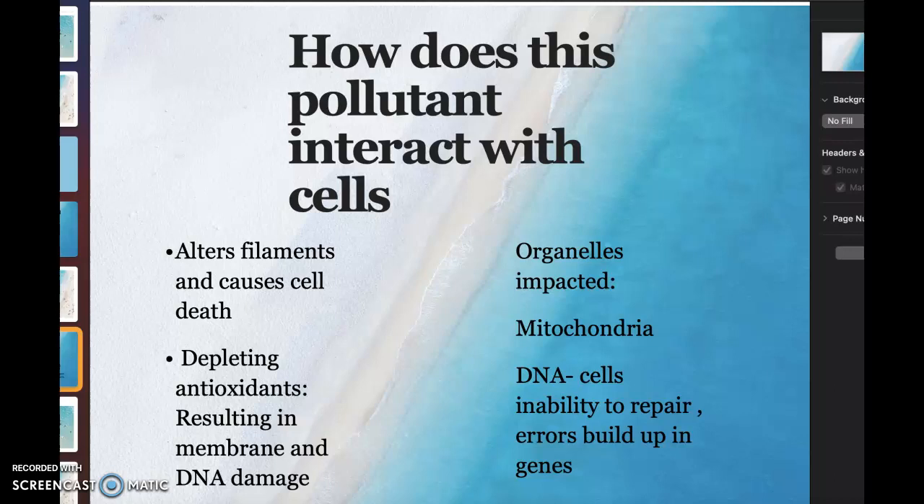Now, how does this pollutant interact with the cells? So I just stated how it interacts with the body, and that goes hand in hand with how it interacts with the cells, because this is specifically how it's damaging the organism and preventing these fish from reproducing, from just living normal, healthy lives. First, it does alter the filaments and cause cell death. So right away, it just doesn't allow these cells to live out normal cell lives. It depletes antioxidants, which hand in hand results in membrane and DNA damage. Now, when this DNA is damaged, that causes errors in the genes and inability for these cells to essentially repair themselves, again causing death of these cells. And then the organelles impacted including the mitochondria and the DNA.